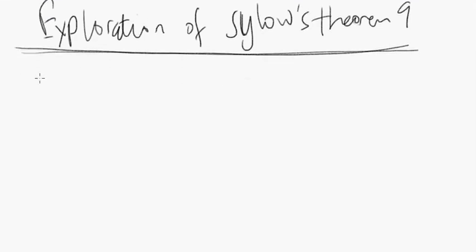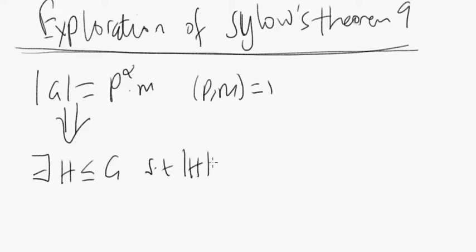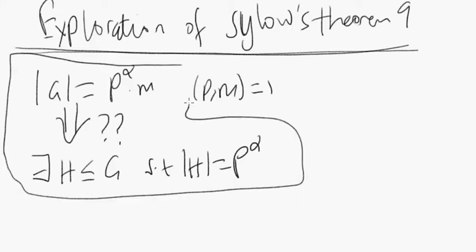So we've tried a bunch of strategies. The theorem has been the following: suppose we know that the order of G equals p to the alpha times m, where p and m are relatively prime. Does that imply that there exists some subgroup H of G such that the order of H equals p to the alpha? That's the question. This is what we've been preoccupied with for quite some time now.